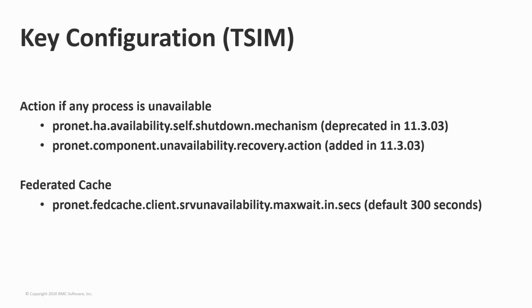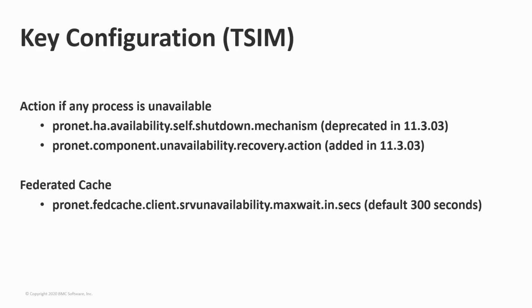The problem though is that if a process then went down on the secondary, then that TSIM will be shut down too. The parameter has been deprecated in version 11.303 and replaced with a new recovery action parameter. For primary TSIM, this still has a default of shutdown, but for secondary TSIM, it has a default of restart. This means that for the secondary, no matter the state of the server, standby or active, if a process goes down, then the TSIM will be automatically restarted.